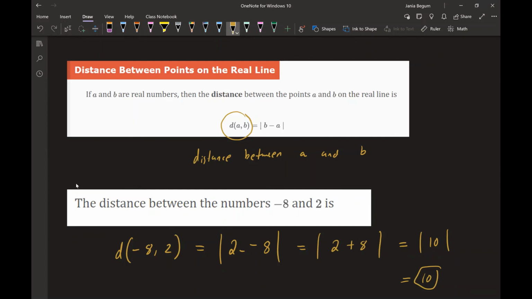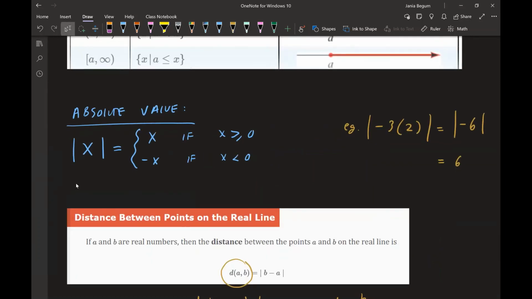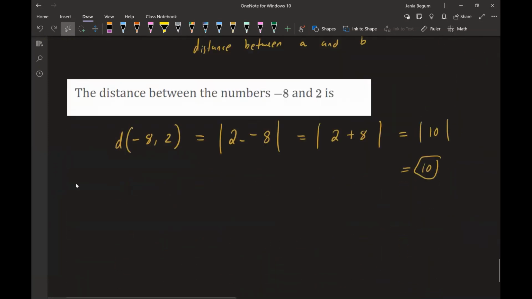So you can switch them around as long as you're inside the absolute value. At the end, you get positive 10. So you could do negative 8 minus 2. That'll be negative 10 in absolute value, and that's going to be positive 10. Okay. All right. So know the definition of absolute value and know that you can use it as a distance between two numbers, and that's the formula. Okay. So that will conclude P2 for us.